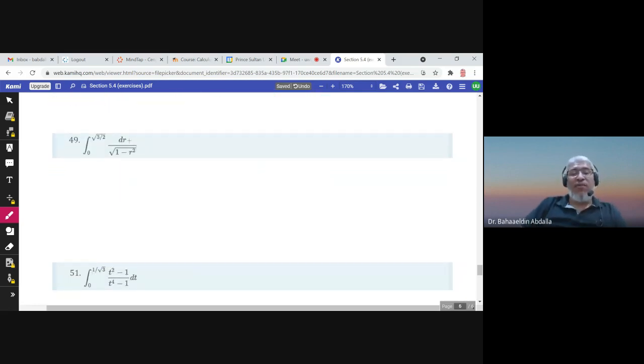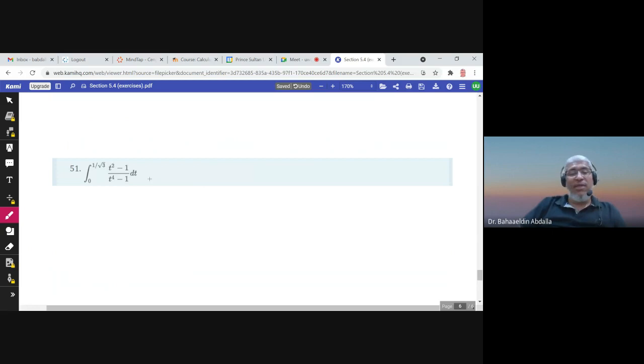I have a formula for 1 over square root of 1 minus r squared. This is immediately sine inverse. So it's sine inverse r from 0 to square root of 3 over 2. So the answer would be sine inverse of square root of 3 over 2 minus sine inverse of 0. Well, sine inverse of 0 is just 0. So this would be the answer, the exact answer.